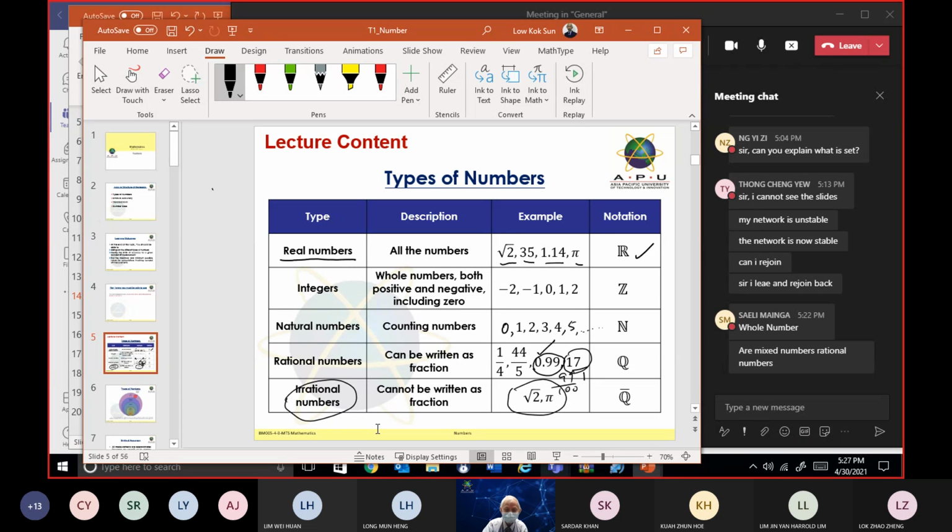Now let us take stock of the types of number. We are not going to spend a lot of time here. Real numbers are very common, we see them every day; in our syllabus we only deal with real numbers. But there is another type of number we call imaginary number, which is not in this syllabus. We would study it in further mathematics, the complex number, which is not real, we call it imaginary.